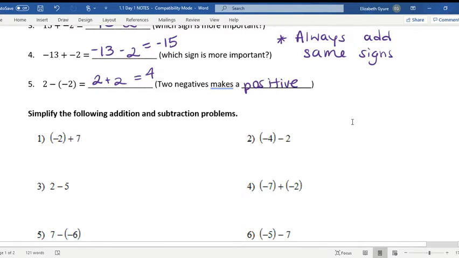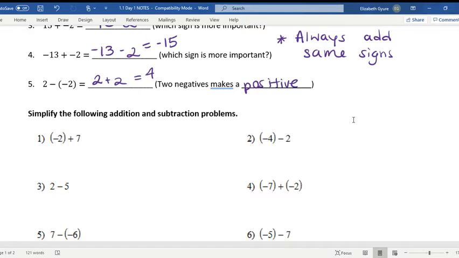So simplify the following addition and subtraction problems. So we're just going to keep rolling through this. I'm going to have you guys do a few. We're going to do a few together. And then I'd like you guys to try a few on your own, and then we'll check them. So same thing for you guys at home, if you want to work ahead and then just look back, you can.